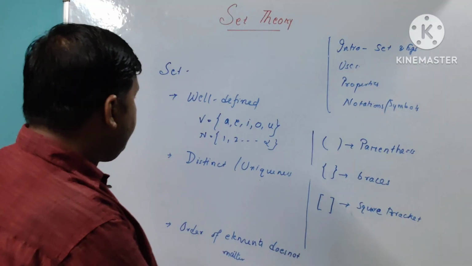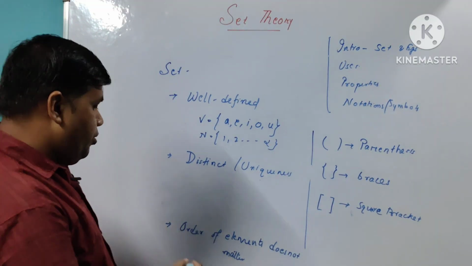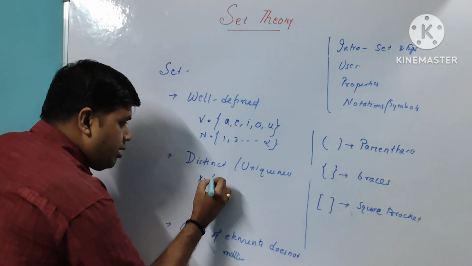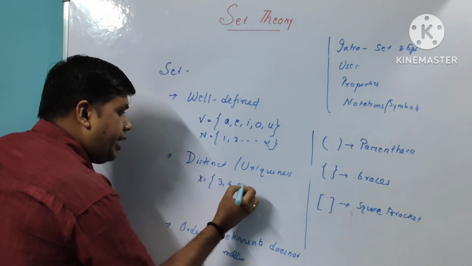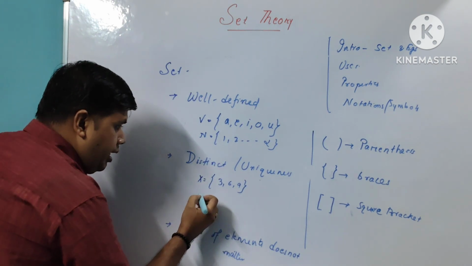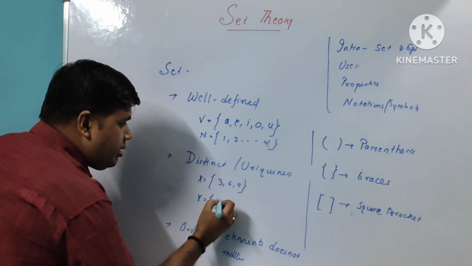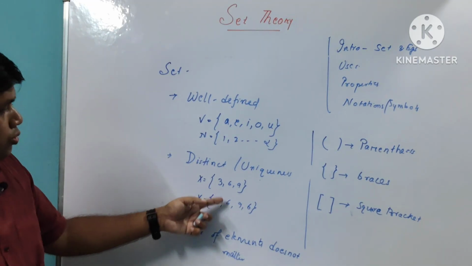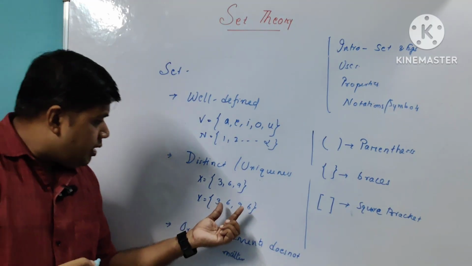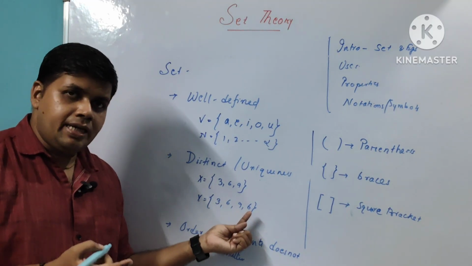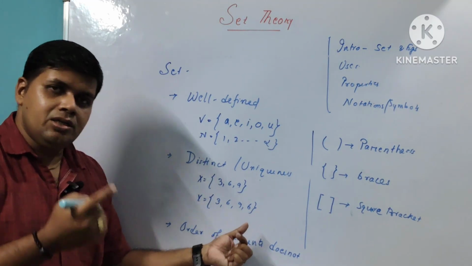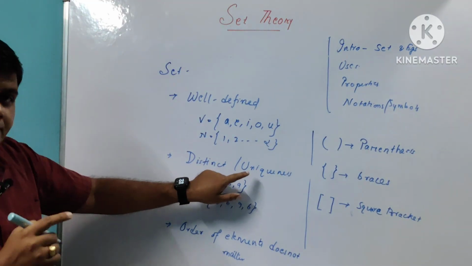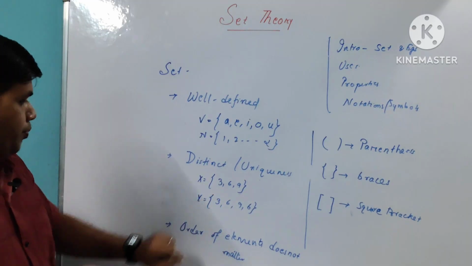The next property is the distinct or uniqueness of the elements. For example, we have a set X having elements 3, 6, 9, and another set Y having elements 3, 6, 9, 6 again. These two will be considered the same because the element 6 cannot be repeated. If you repeat an element, it will be considered a single element only. So the elements should be unique or distinct.